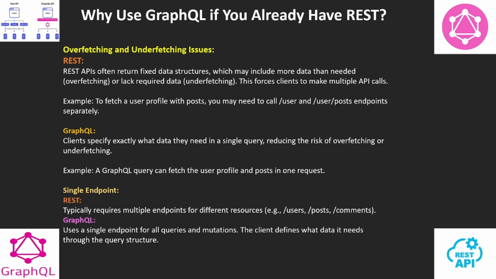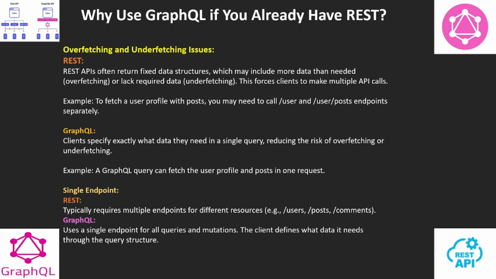REST, a RESTful API, often returns a fixed data structure, which may include more data than needed, overfetching, or lack required data, underfetching. This forces clients to make multiple API calls, guys. For example, to fetch a user profile with posts, you may need to call the user and user post endpoints separately.